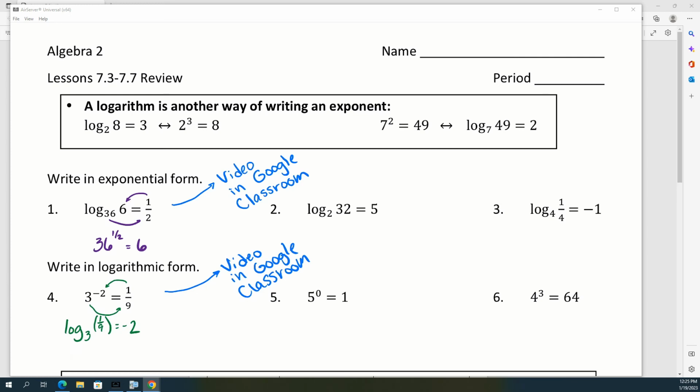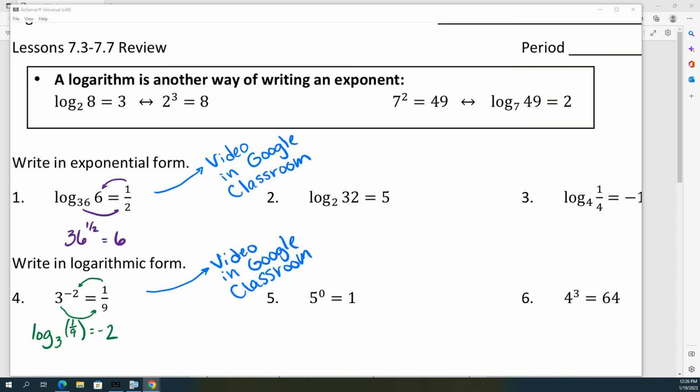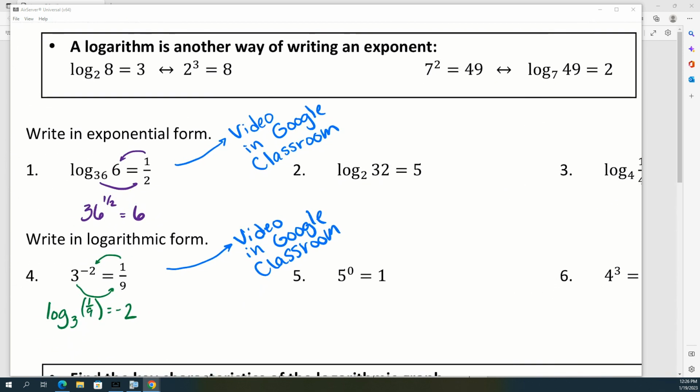Right, so I have the ones I did on the video already on here. So I'm just going to do some other ones just to refresh your memory about what's on this quiz, and then we'll take it.